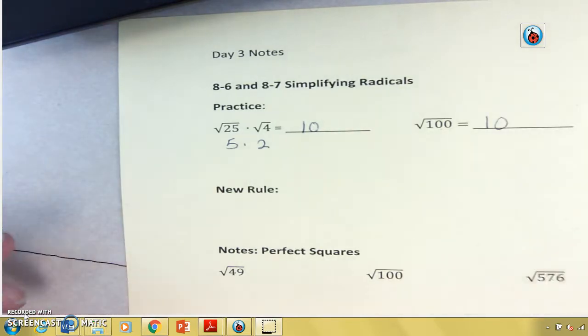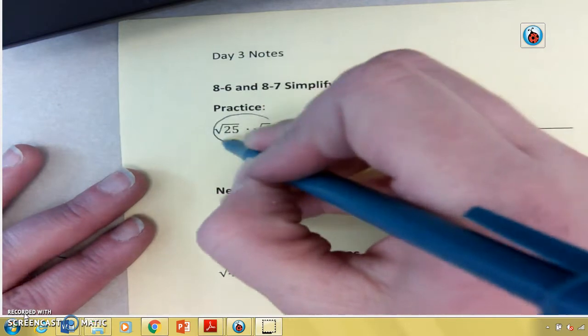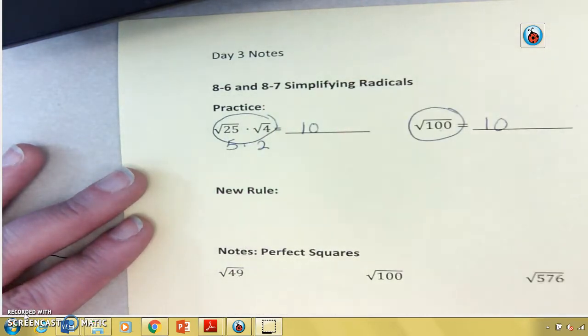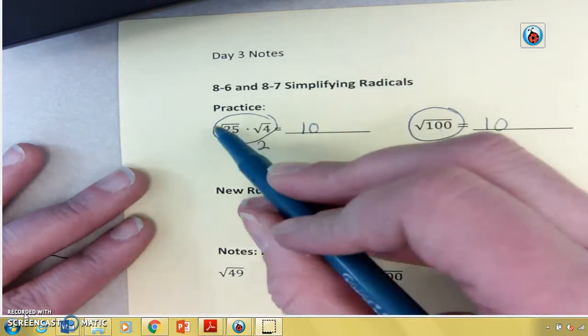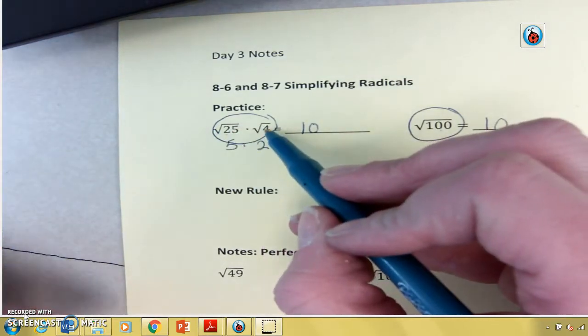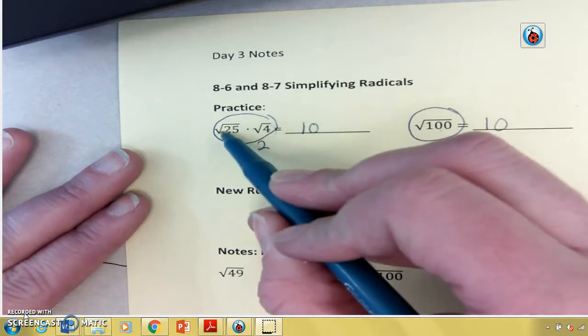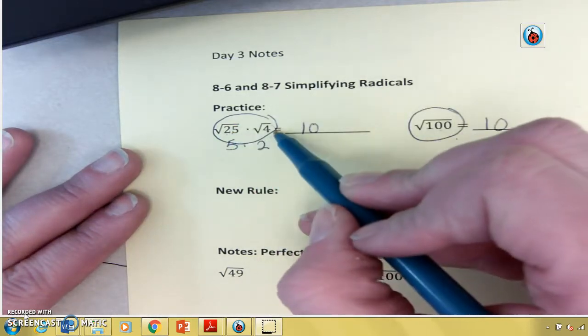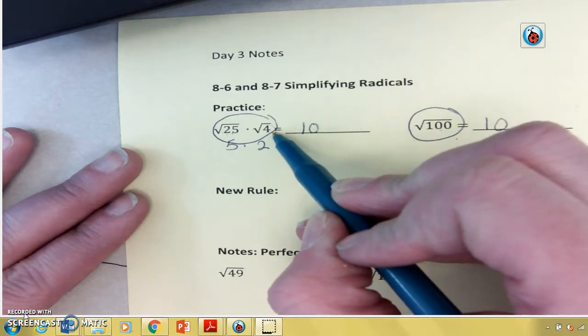So I gave these two problems for a reason, because there is a relationship between what we started with and why we got the same answer. If I have two numbers under a square root or the radical sign, I can multiply them together and then take the square root. So I really could have done 25 times 4 is 100, and the square root of 100 is 10.